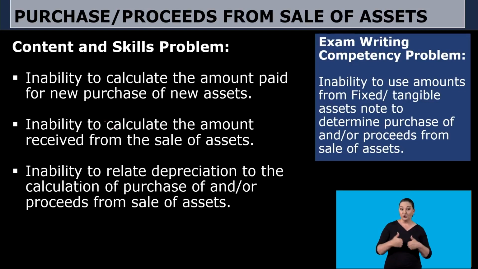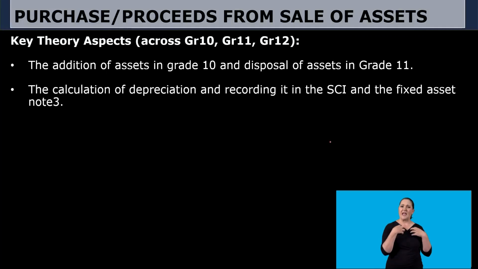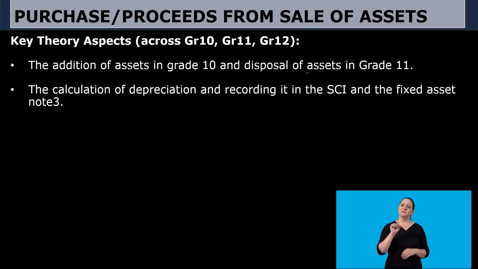Now, some of the challenges would be the inability to calculate the amount paid for the new assets that would have been acquired, or to calculate the amount that would have been received from the disposal of our assets. When we look at the changes in our fixed assets, it is very important to remember that in grade 10, we did the addition of new assets, such as when we have a vehicle and then we get a new vehicle, that is the addition. In grade 11, we also did the disposal of assets, such as when we have equipment and then we dispose of it. So we have done some of this in grade 10 and in grade 11.